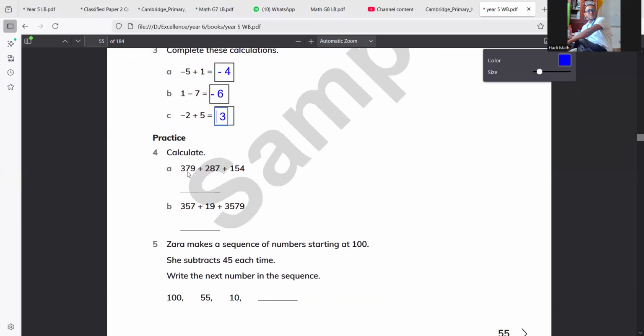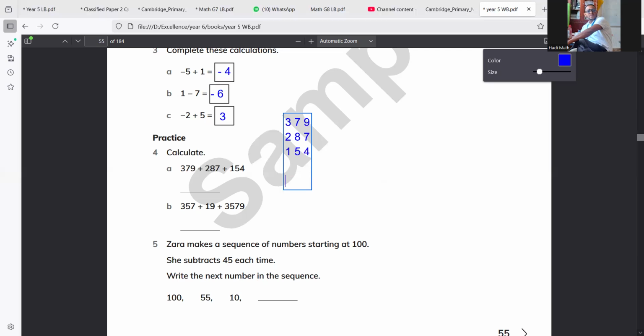Look at question number 4 with the same understanding. They say calculate 379 plus 287 plus 154. So you go and write these numbers. You can write these numbers as column calculations, or we call it written calculations, like 3, 7, 9, and then we write the other number with the 2, then 8, then 7. Put numbers in columns according to their place values. 1, 5, 4.